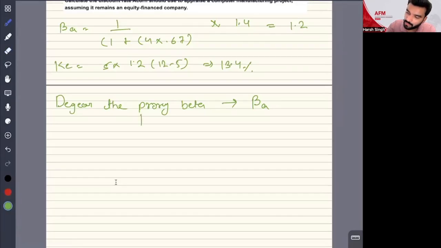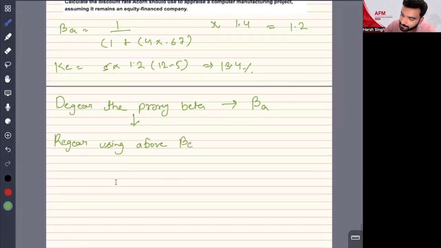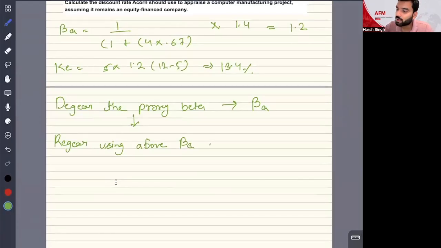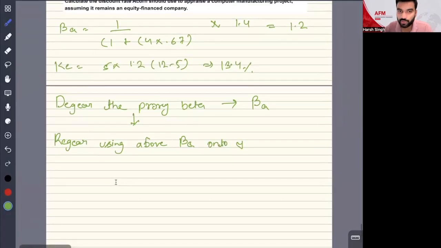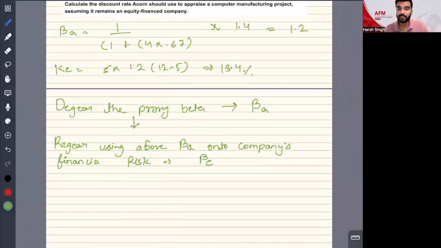Then step number 2. In step number 2, guys, you will re-gear using the above beta asset onto your financial risk, onto the company's financial risk, which will give me beta equity. So these are going to be the two steps.